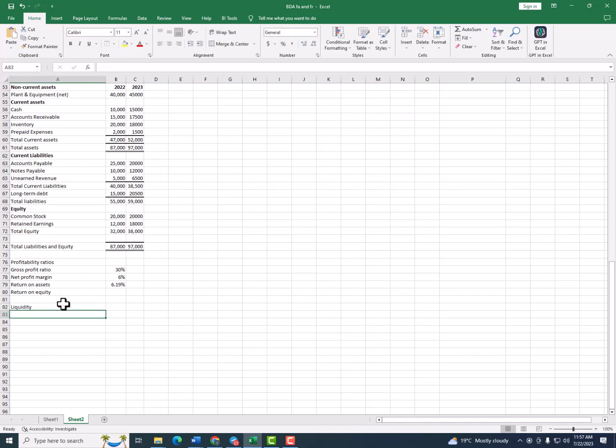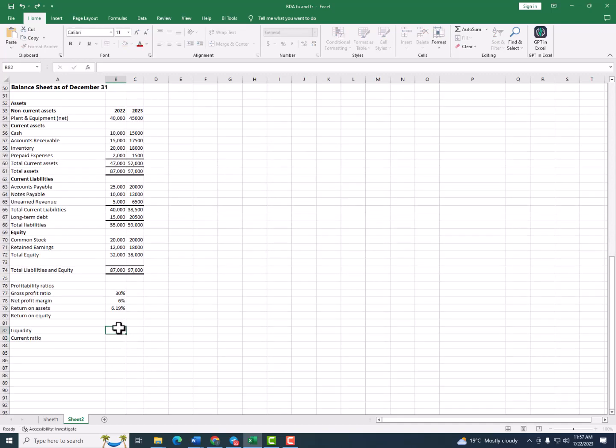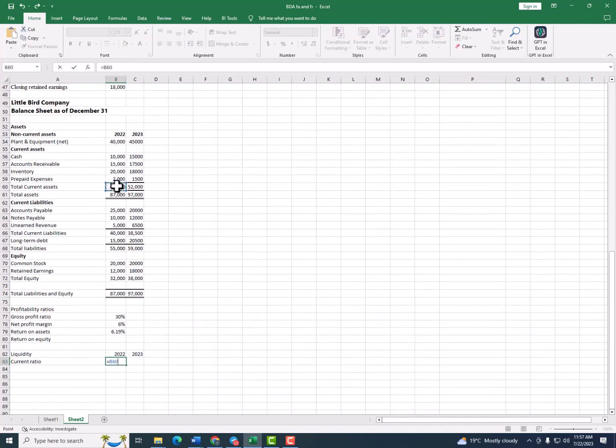So liquidity, and the first one, let us look at the current ratio, where the formula is current assets divided by current liabilities. So for 2023, we can break it down. You can say 2022 and 2023. So for 2022 it is equals total current assets. Where is the total current assets? That figure divided by total current liabilities. Hit tab. Then you drag it like that. So we can see it increased.